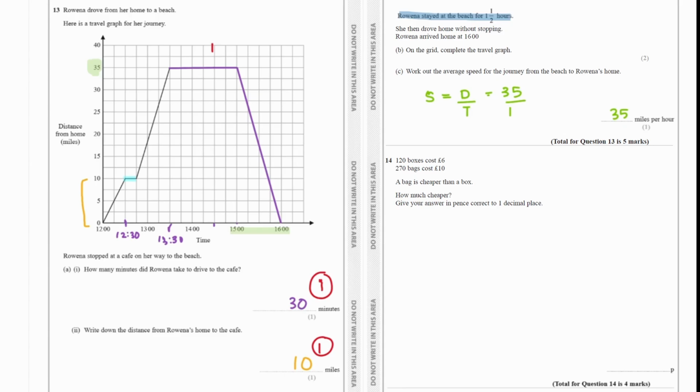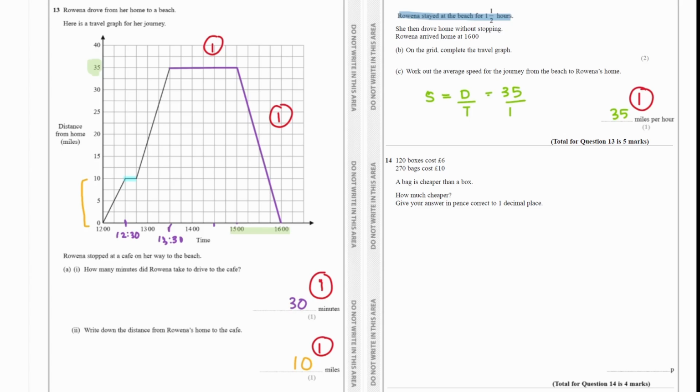For part B, where we needed to complete the travel graph, we would get 1 mark each for drawing the correct line segments, and for part C, we would get 1 mark for a correct speed of 35 miles per hour. Question 14. 120 boxes cost £6.